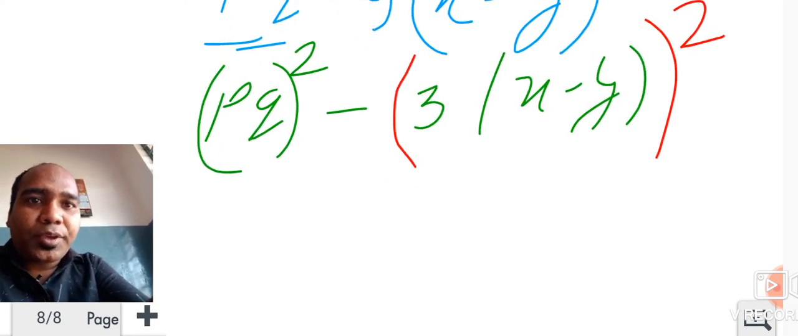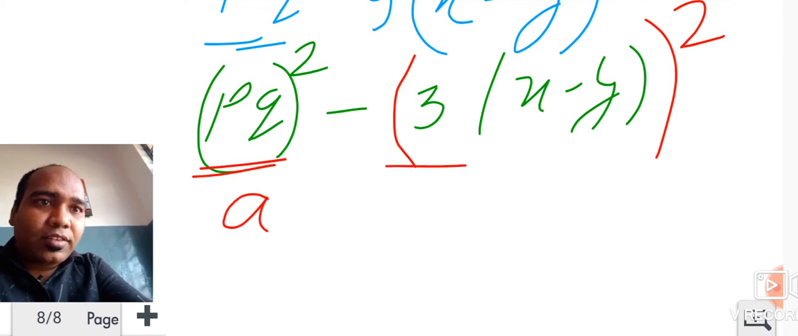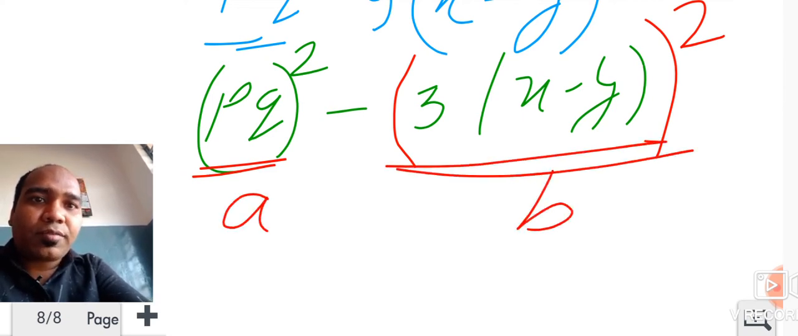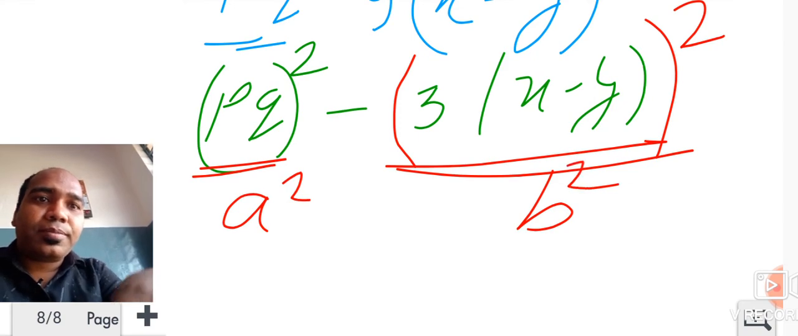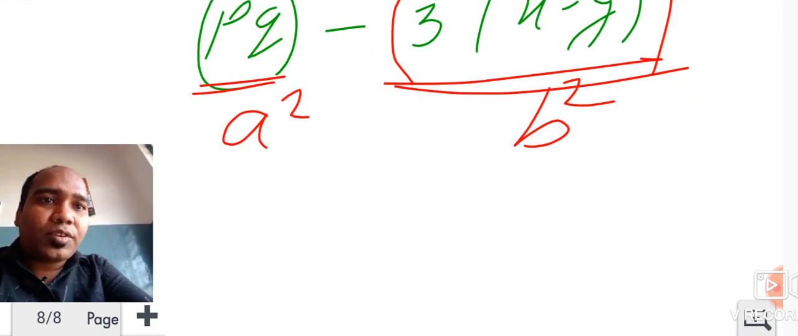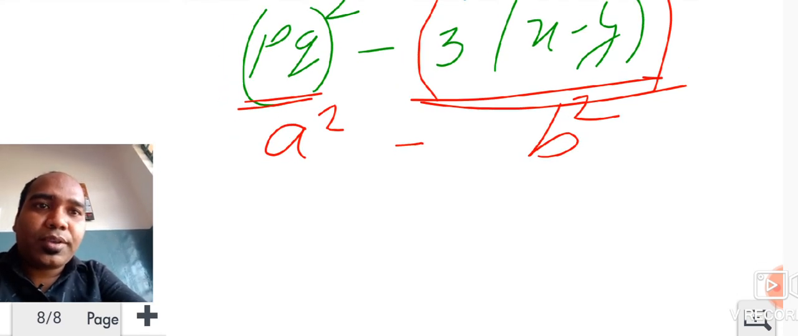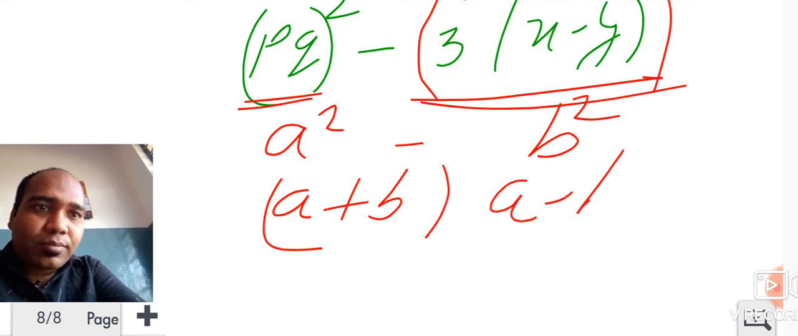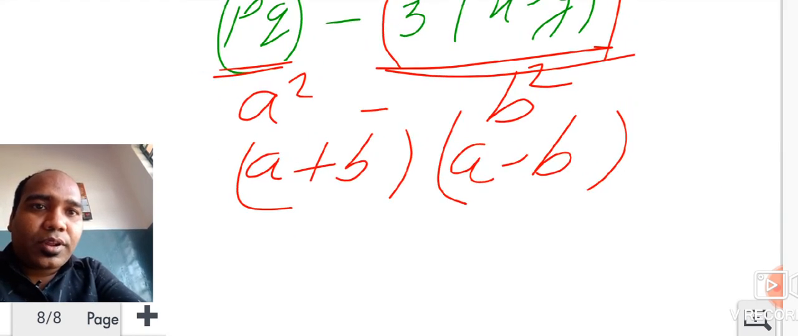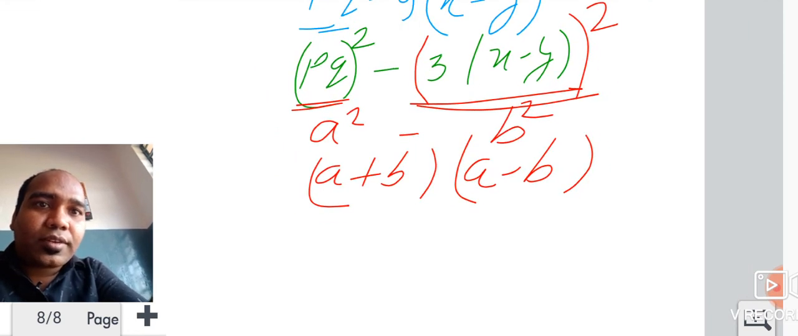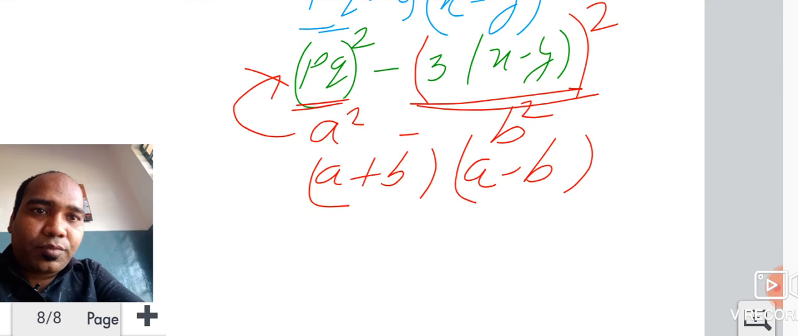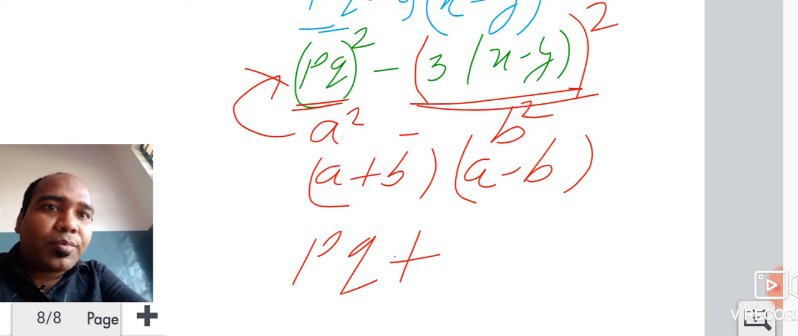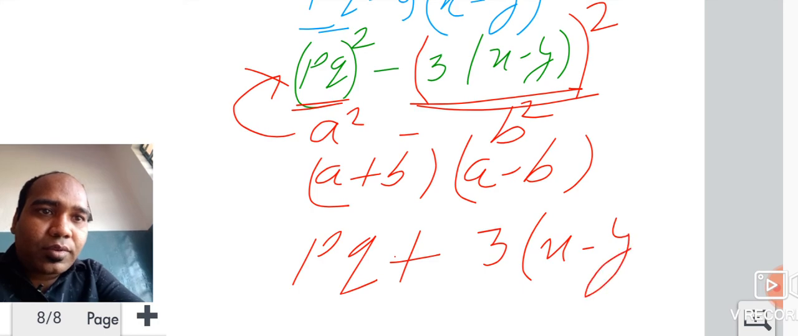If we consider the whole pq as A and this whole part as B, then it is in the form of A square minus B square. So we know the formula A square minus B square is A plus B into A minus B. In place of A we have pq, and in place of B we have 3 into x minus y.